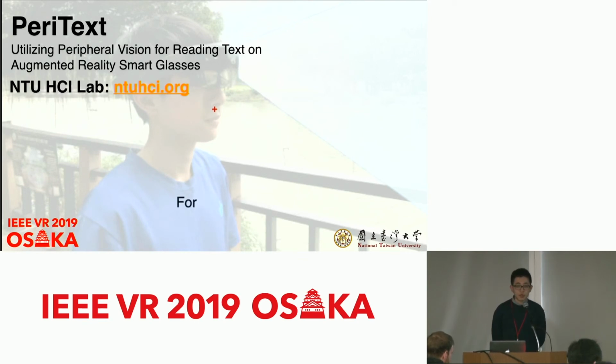Thanks. So the reason for placing the PeriText at the bottom is that if we put it on the left or the right side, the characters on the leftmost side and the rightmost side would be at different eccentricities. So we want to avoid that condition. And we put it at the bottom instead of the top of the screen because some past research has concluded that putting the text at the bottom of the screen gives higher reading performance.